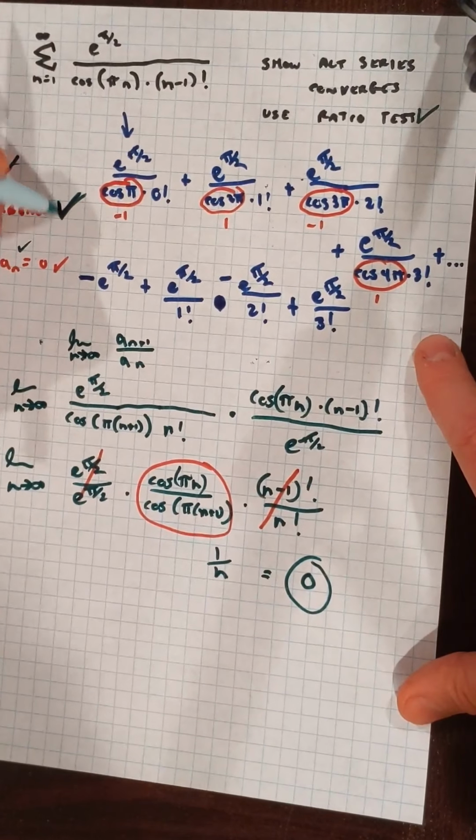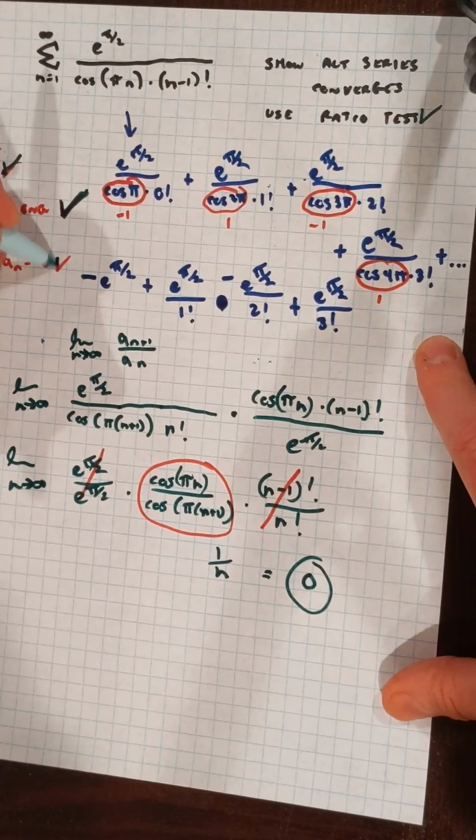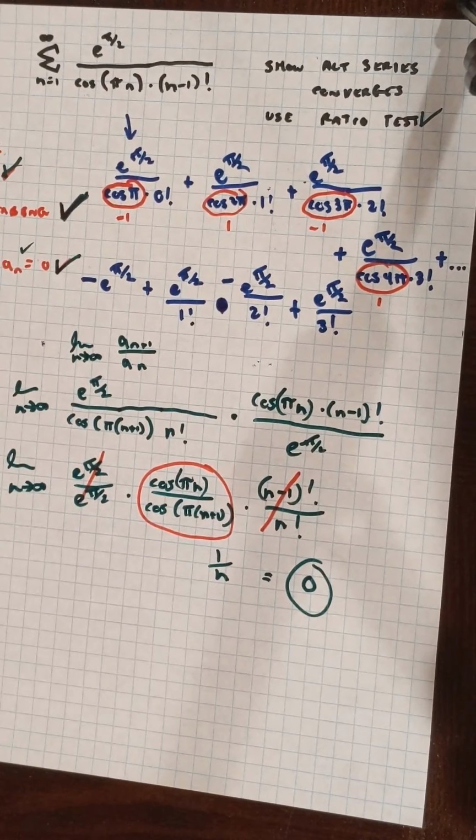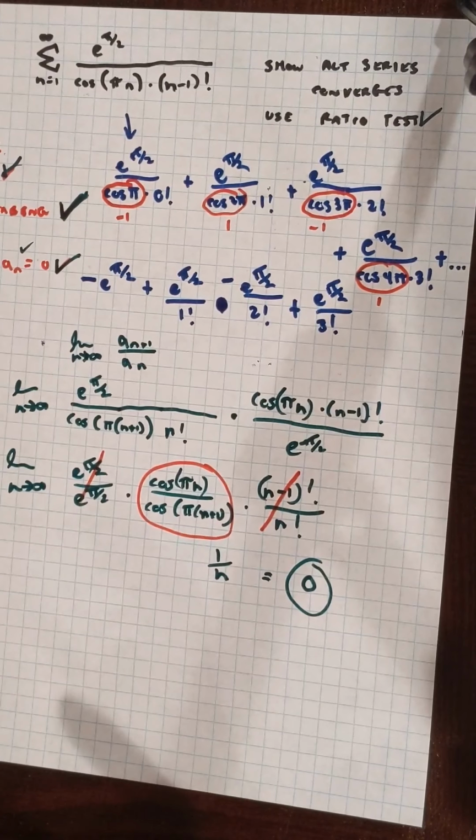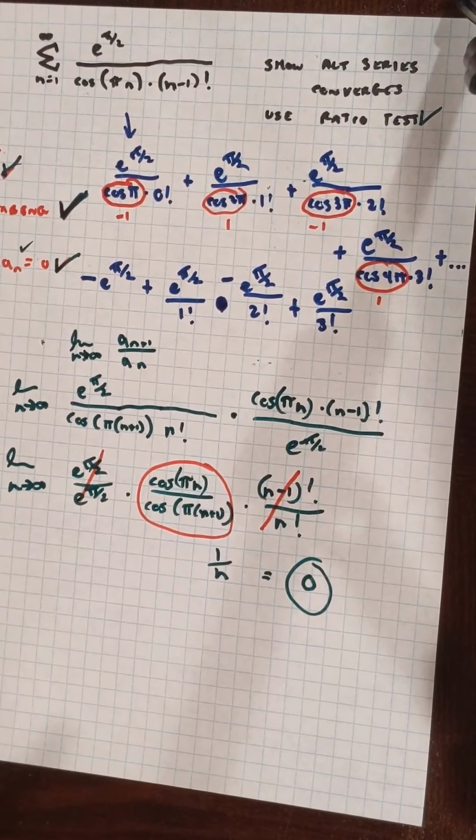That tells me that it definitely decreases, and I now have shown that the a sub nth term is also 0. So have I shown it's an alternating series? Did I use the ratio test to do so? Yes, I did. Okay, that concludes that one.